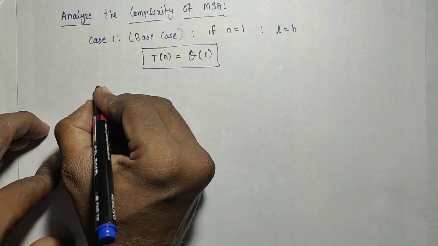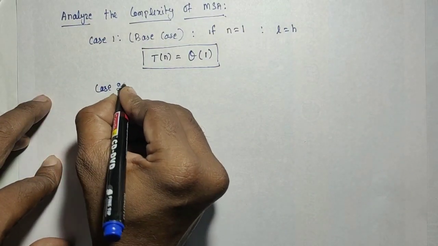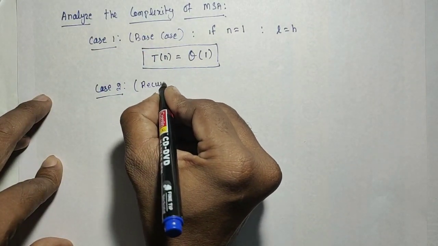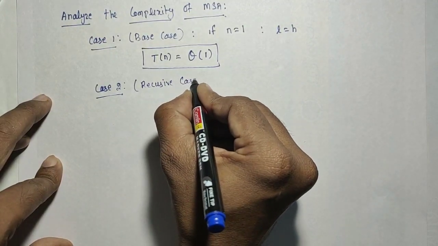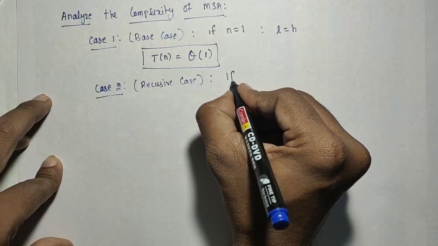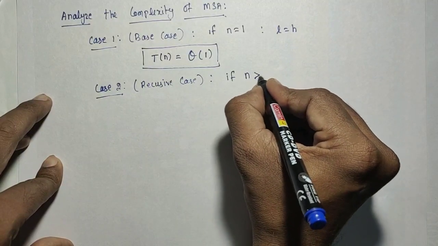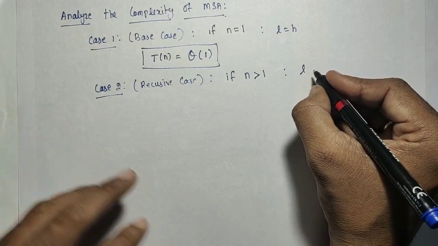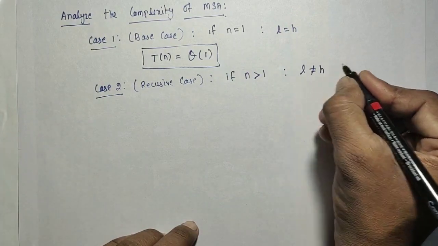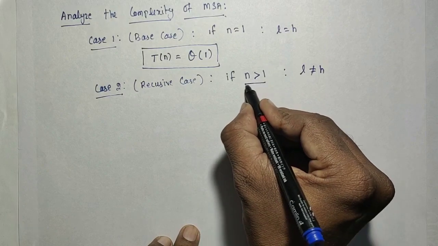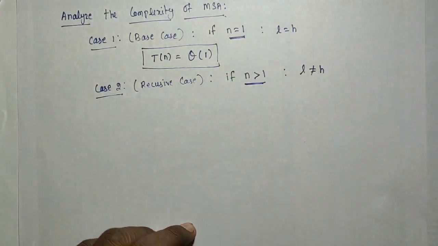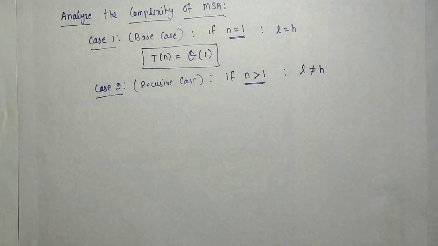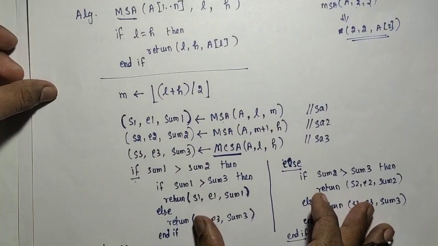And case 2 is the recursive case. That is, if N is greater than 1, or L is not equal to H. In that case, N is greater than 1, whereas in the base case N equals 1. So what will be the complexity here? Here I have to analyze this algorithm, that is, this code.